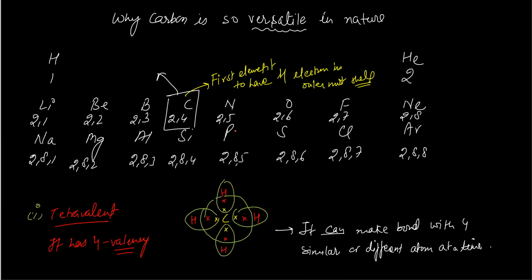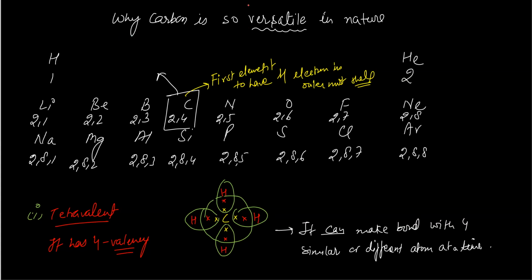Check. The next one is why carbon is so versatile in nature. Let me explain: carbon is the first element that has 4 electrons in its outermost shell. The next element is silicon, which also has 4 electrons in its outermost shell. So if we do the electronic configuration, why is carbon so versatile in nature? Let me discuss.